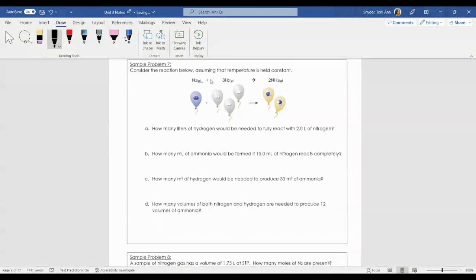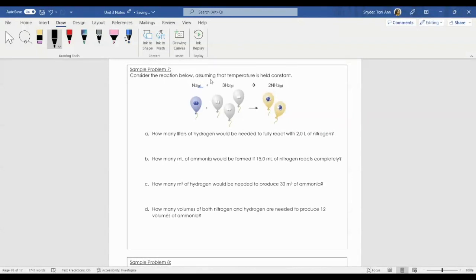We actually don't even need that much space to do this, because this is a great example of Avogadro's law and putting it to use just by looking at a balanced chemical equation. So it says, consider the reaction below, assuming that temperature is held constant. That's important. Temperature is held constant right here. How many liters of hydrogen would be needed to fully react with 2 liters of nitrogen? So let's say in this first balloon, I have 2 liters of nitrogen.